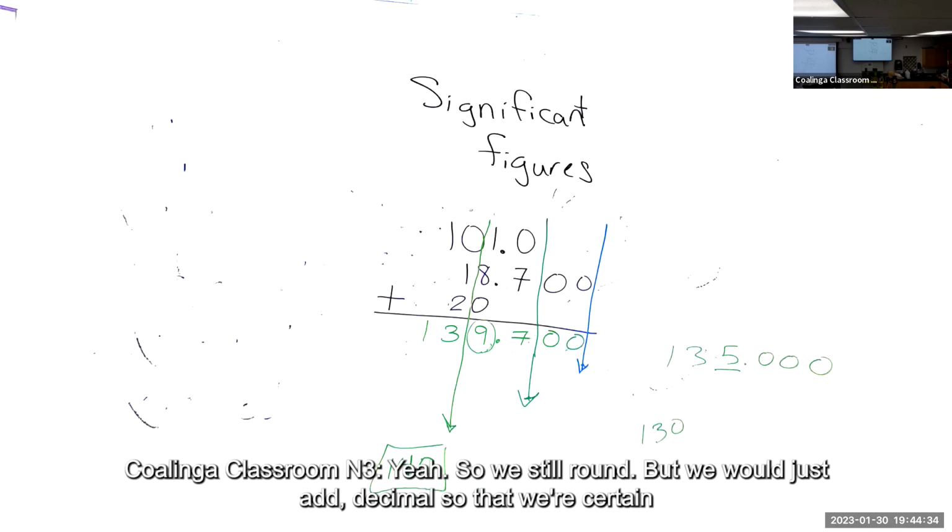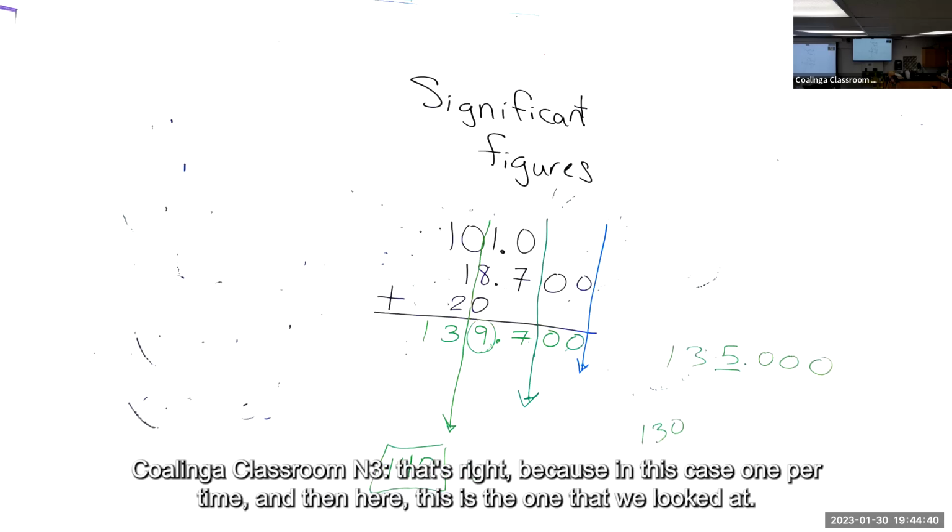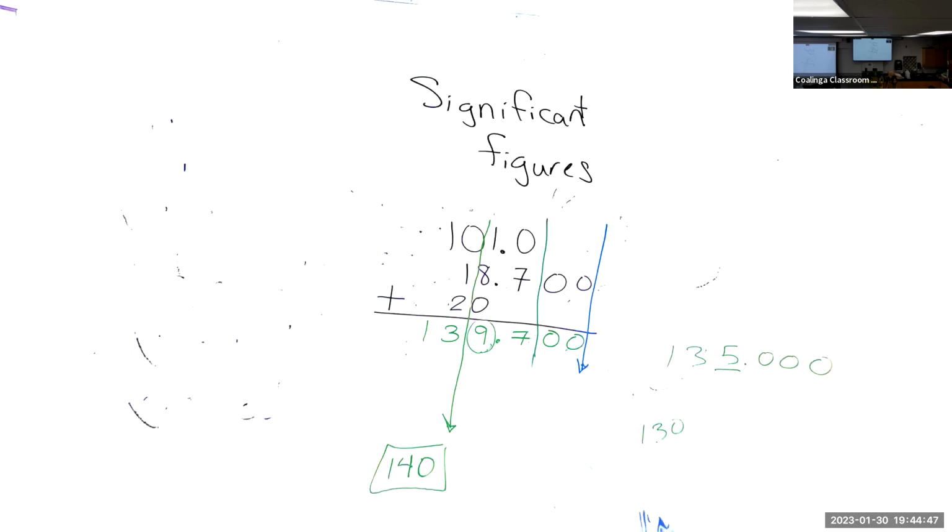Does that make sense? Yeah, so we still round, but we would just add the decimal to show that we're certain about it. That's right, because in this case it's 139, and then this is the one that we look at, it's greater than 5. So then we round up. Good question. That's all I have.